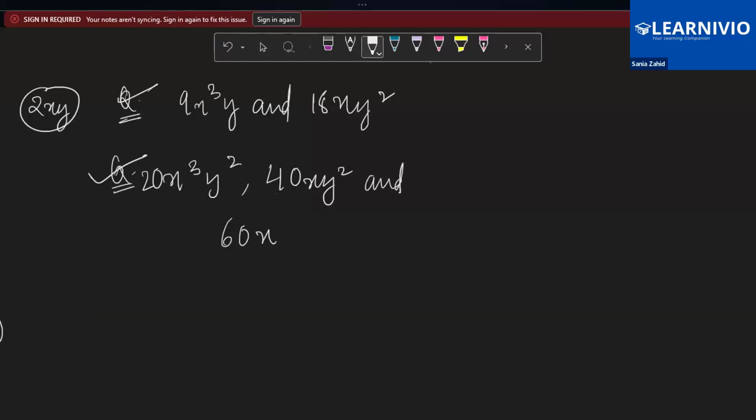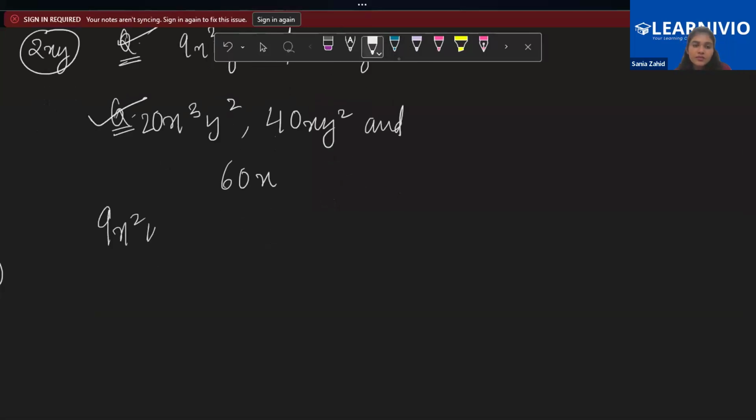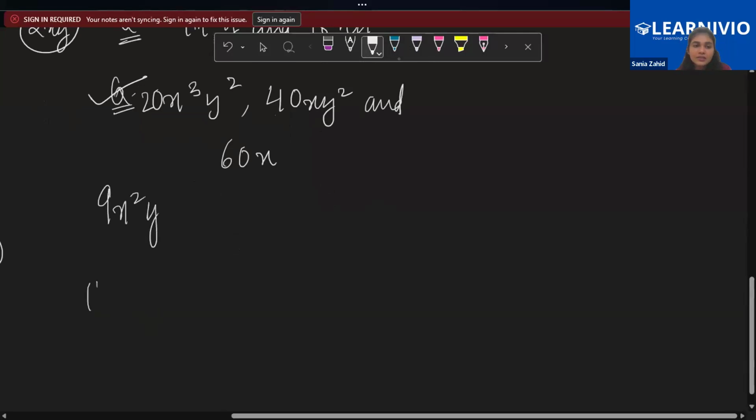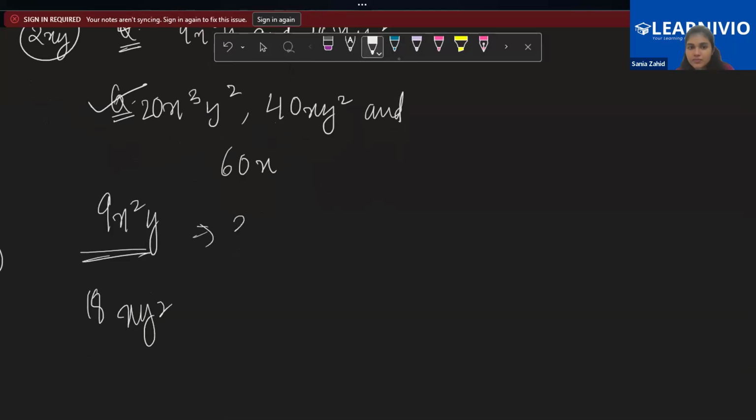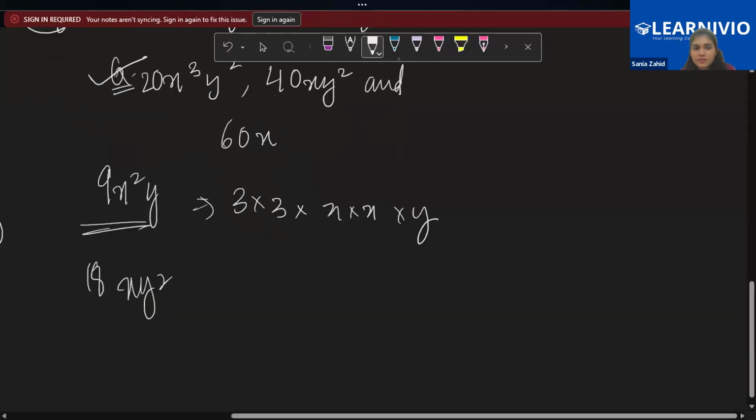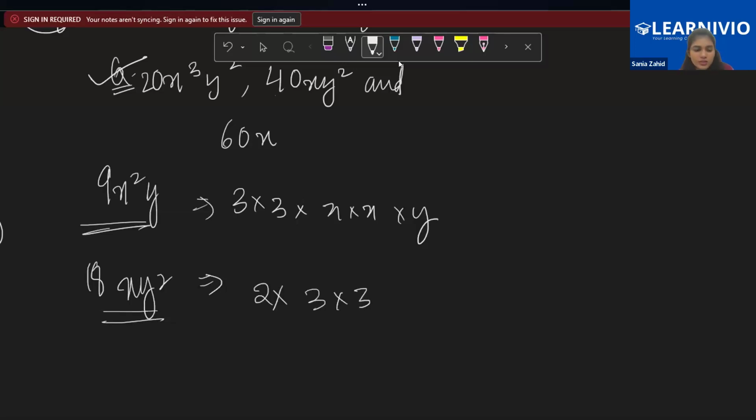So now, children, the first one, you look at 9x square y and 18xy square. Tell me the prime factorization of 9x square y. How do you do it? Ma'am, 3 into 3 into x into x into y. Very good. And then for 18xy square? 2 into 3 into 3 into x into y into y. Very good.